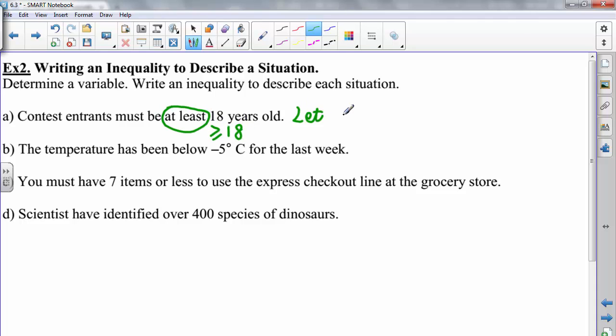If I define the variable, let's say, let A be the age of contest entrance.